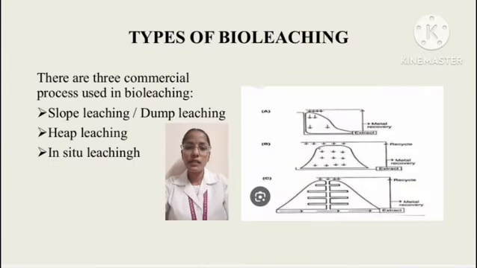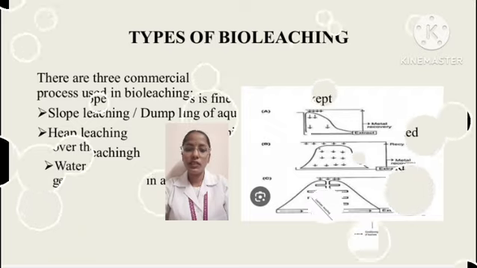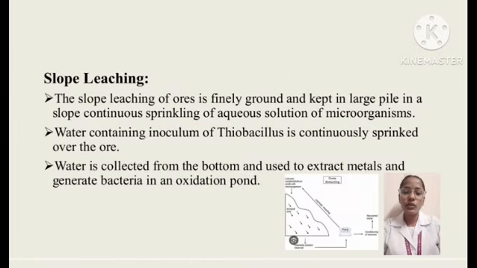There are three types of bioleaching: slope bioleaching or dump bioleaching, heap bioleaching, and in-situ bioleaching. First, we discuss slope bioleaching or dump bioleaching. In slope bioleaching, the ores are finely ground and placed in large piles on the slope surface. An aqueous solution containing microorganisms is continuously sprinkled over the ores.